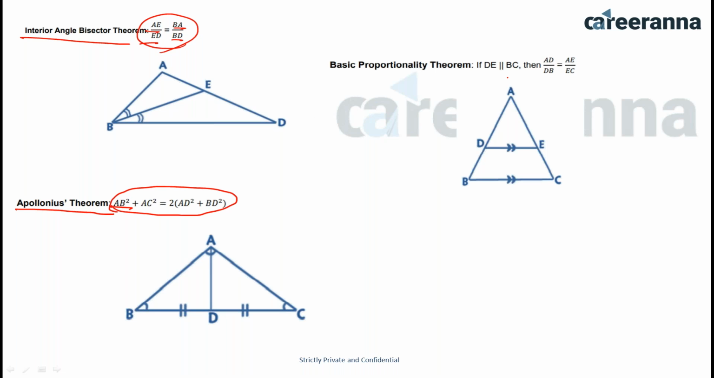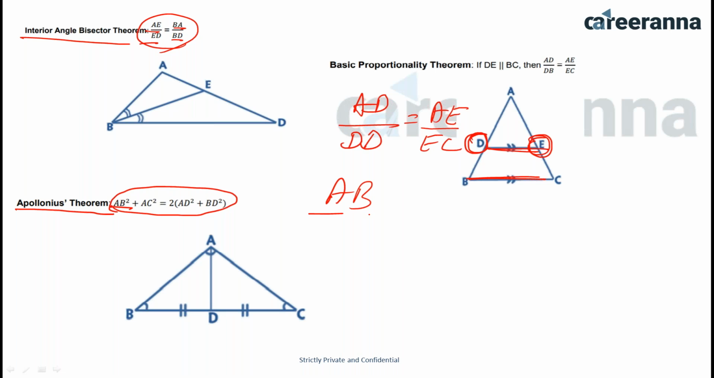This is the midpoint theorem: if one point is a midpoint and a line is parallel, as given to you, then you can say that point E is also a midpoint. And if the question says that D and E are both midpoints, then you can say that DE is parallel to BC. In this, you can say that AD upon DB is equal to AE upon EC. You can also write it as AB upon DB is equal to AC upon EC, or the other way around.